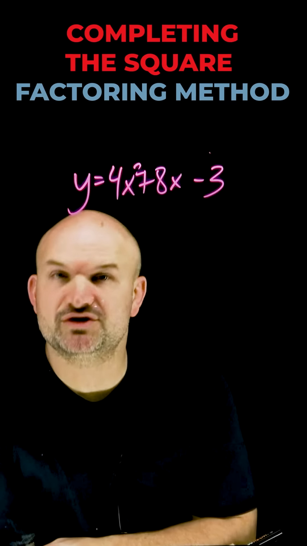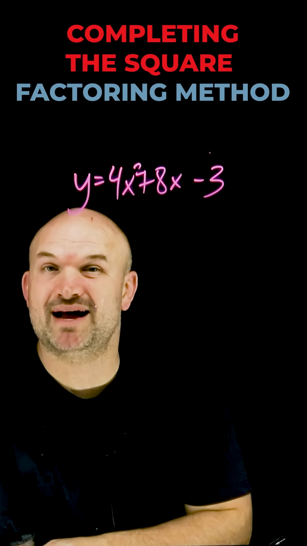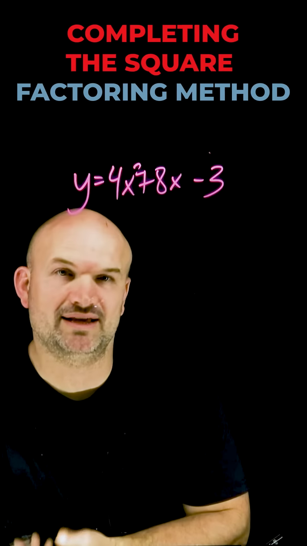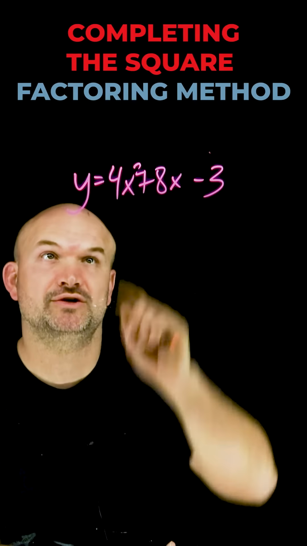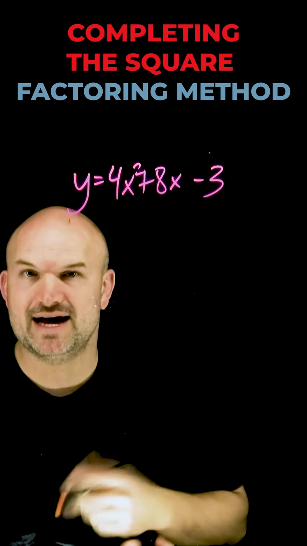When I need to complete the square to find the vertex of a quadratic when my a is not equal to 1, I like to apply the factoring approach. Basically, what the factoring approach is going to allow me to do is get rid of this 4 so I can now complete the square.